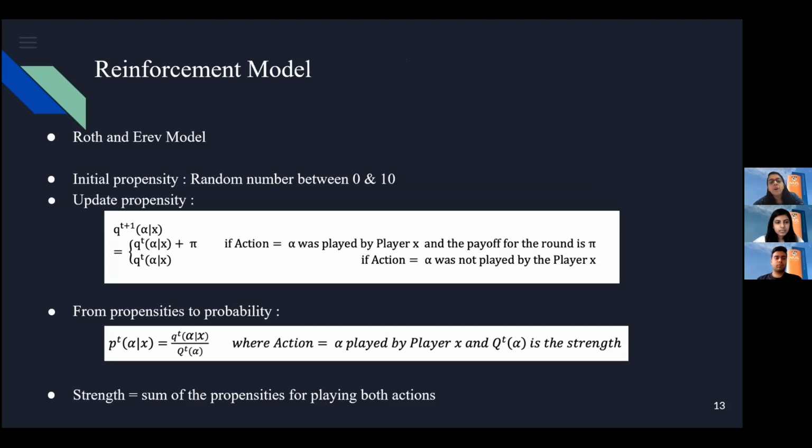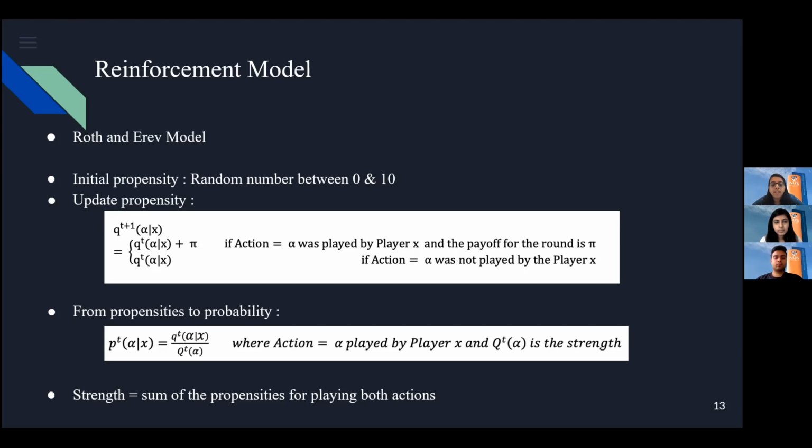The reinforcement model that we have considered here is a Roth and Erev model, which was developed in 1995 and 1998. Here, an action taken by the player is based on the propensity. From propensity, we figure out a probability, and based on the probability, an action is taken by every player. Initially, the propensity is taken as a random number between 0 and 10. And after each round, we need to update the propensity.